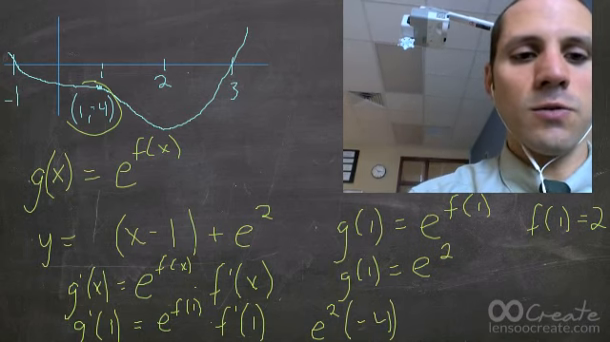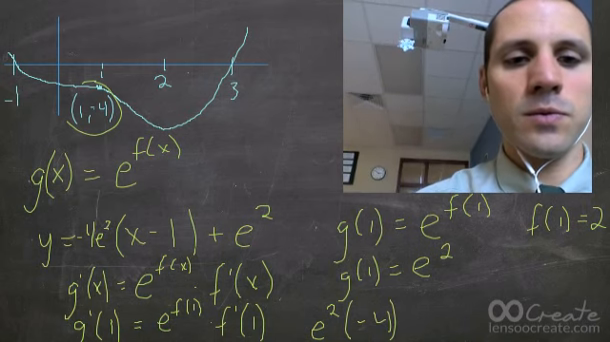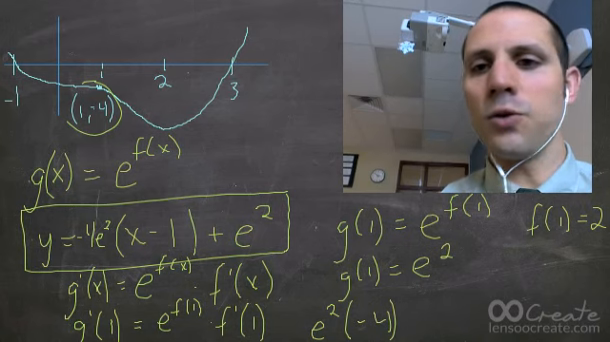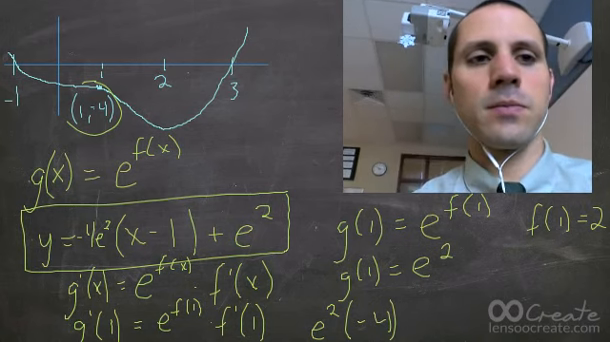We had this discussion in class. I would leave it as negative 4e squared times x minus 1 plus e squared. I wouldn't put the decimals in there. If you know the exact value, leave it in exact value.